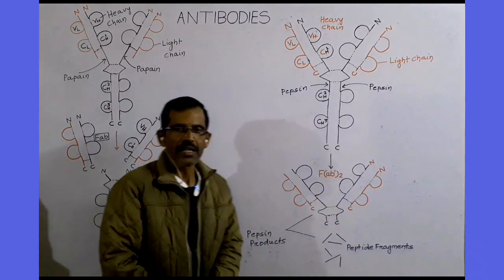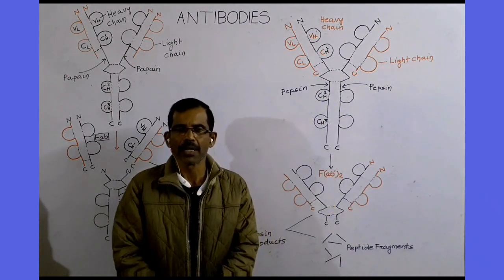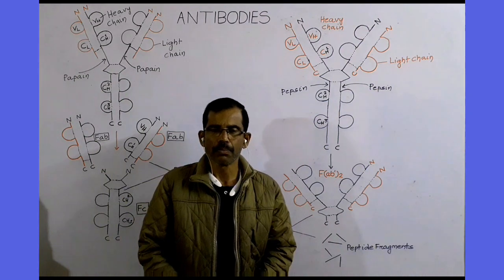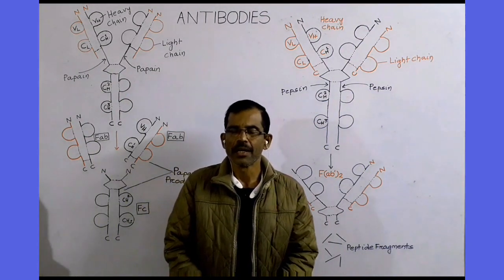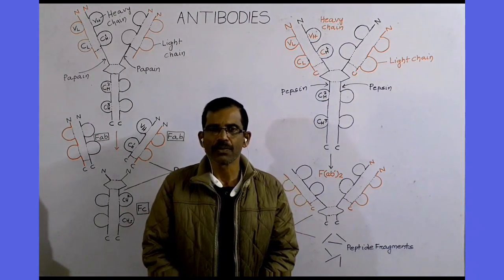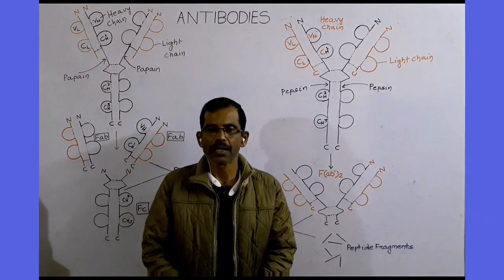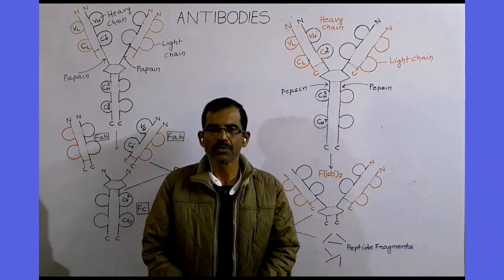So friends, with the help of these experiments, scientists became able to know about the association between the chains and to study the functions of different fragments in antibody molecules. So friends, this is all about the structure of antibodies.